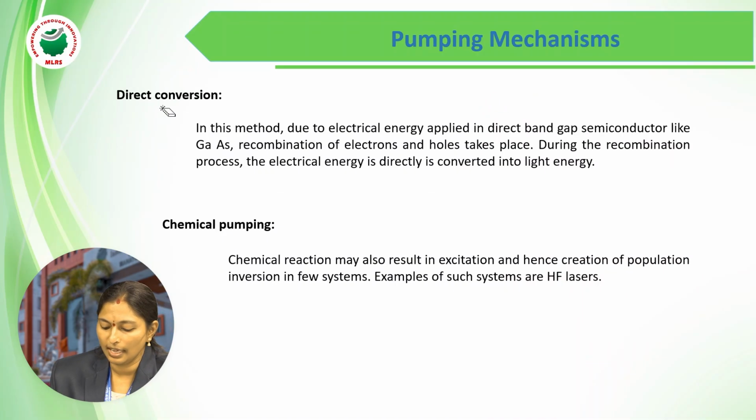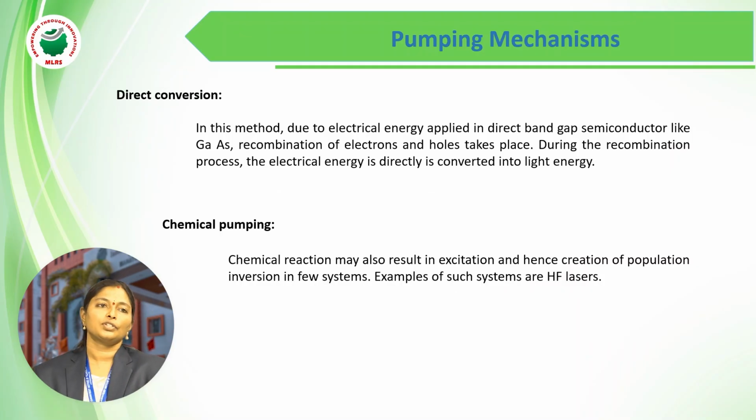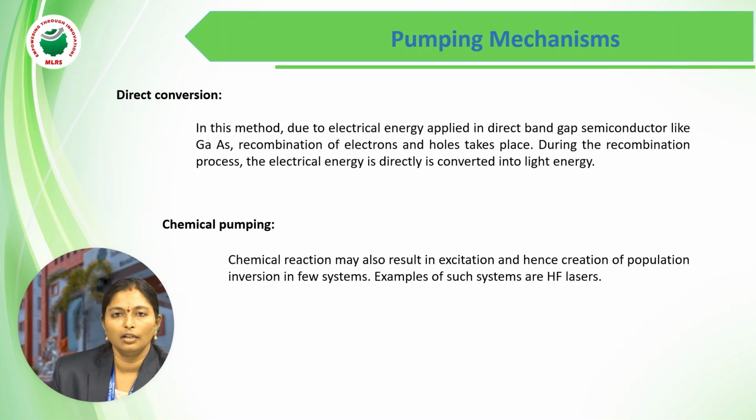And the next one is direct conversion. What is this direct conversion? This direct conversion we use in semiconductor diode lasers. Here, with the help of electrical energy, if you apply the electrical energy to direct band gap semiconductors. Semiconductors, you need to remember, have two types of charge carriers: one is electrons and the second one is holes.